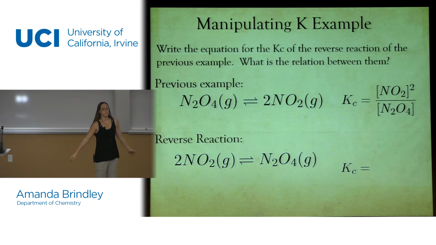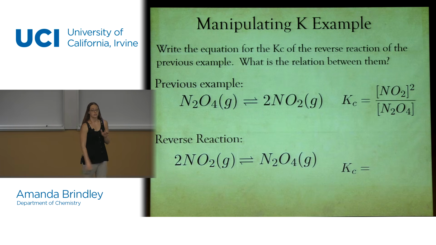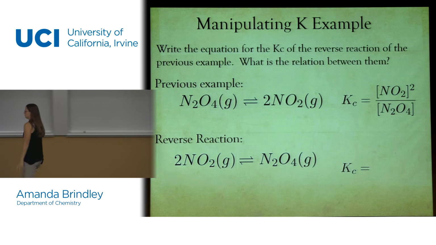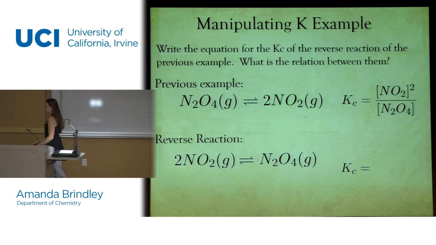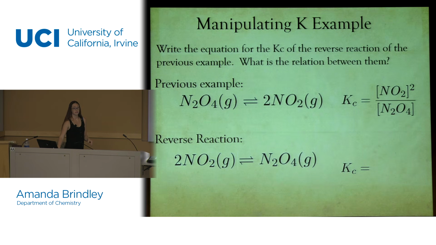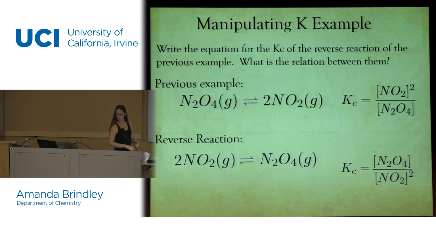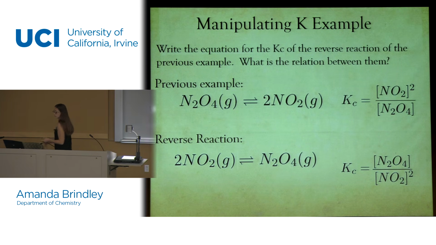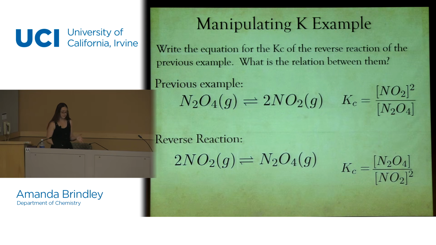Now what is our product? N2O4 is our product. So what goes on top? N2O4. And what goes on the bottom then? NO2, just NO2? Good. Okay, so we wrote our reverse reaction. We wrote our Kc. What do you notice about the two?